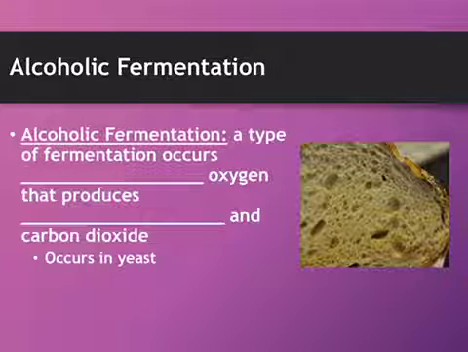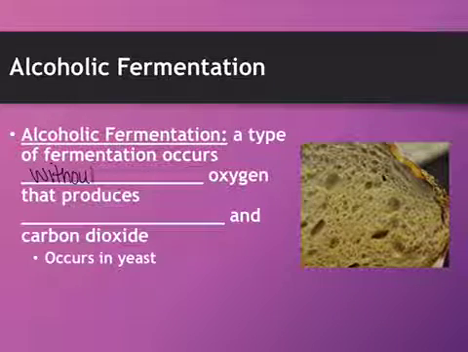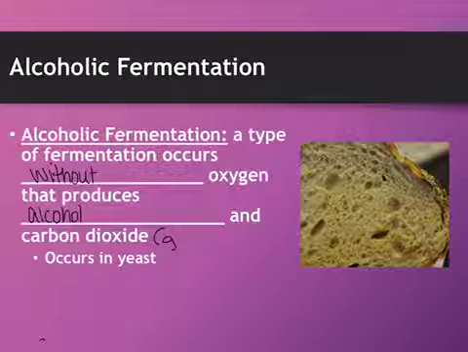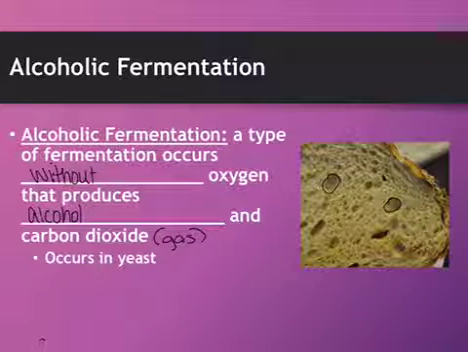Our second type of fermentation is alcohol fermentation. And again, this occurs without oxygen, and it produces an alcohol and a carbon dioxide. This is what yeast do, and so we use yeast in bread dough, and it releases the carbon dioxide as a gas, which results in these gas bubbles getting trapped in the bread and allows the bread dough to rise.